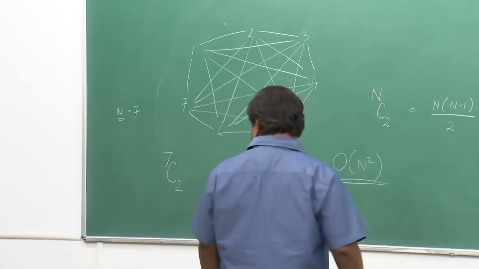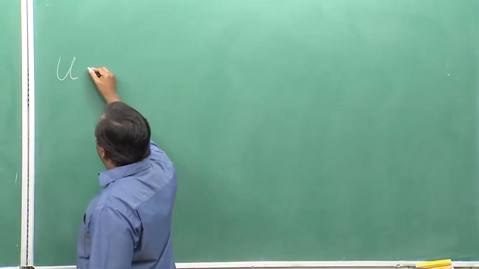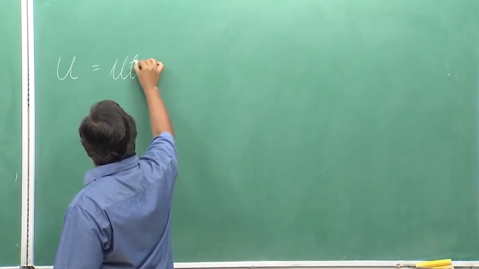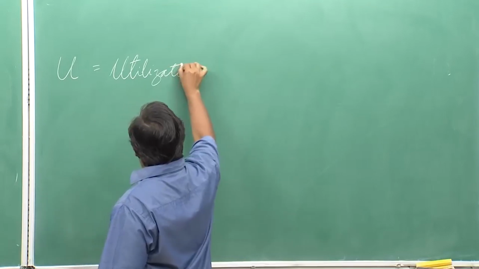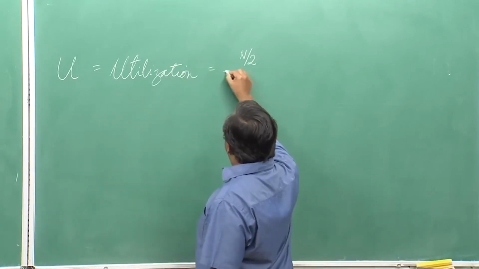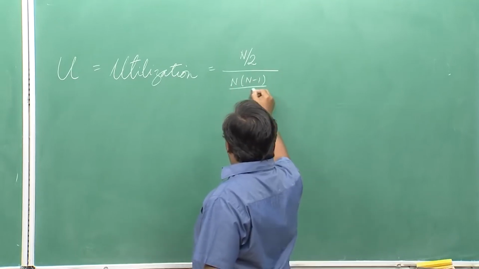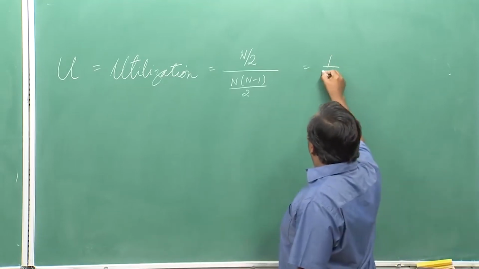So, which actually means you will have a utilization u, I call it utilization, which will be n by 2, the number of links which are occupied, over the total number of links which are there, and this will be 1 over n minus 1.